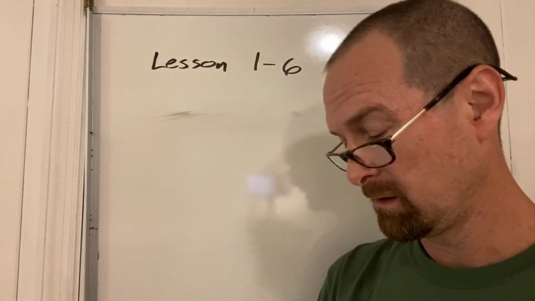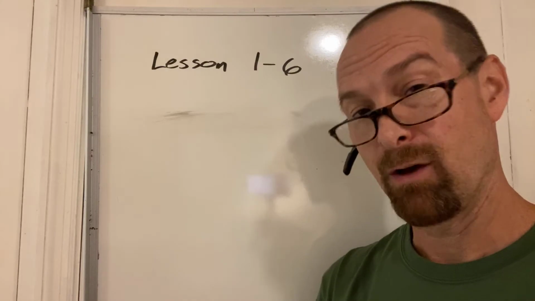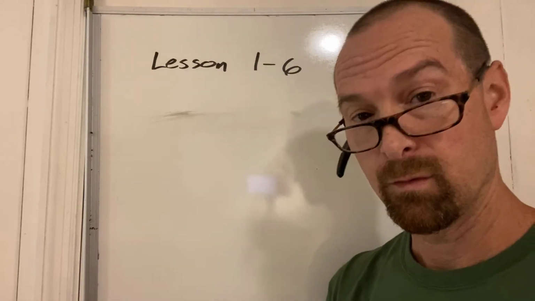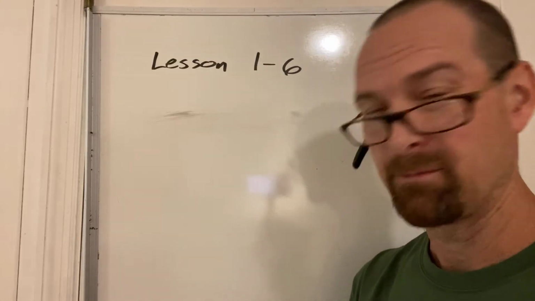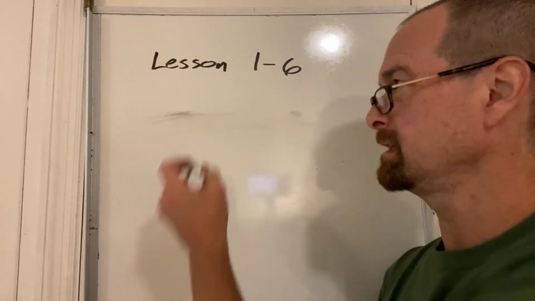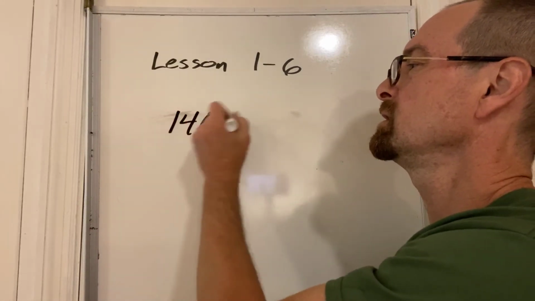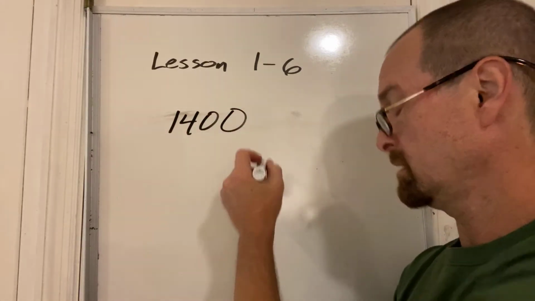14 meters equals how many centimeters? Get that one? I'm just going to do this one. I'm not going to do 3. 14 should be 14 times 100, so it's just 1,400 centimeters, okay?